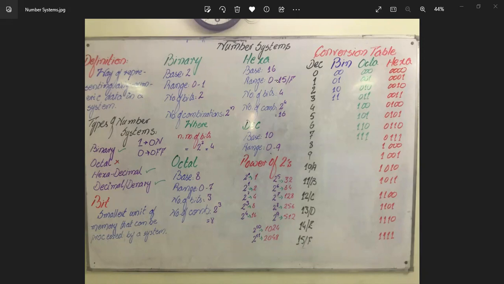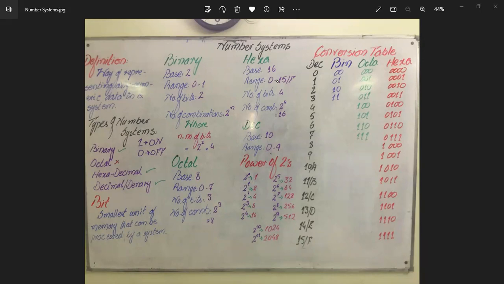Now coming towards the binary. The binary base is 2, the range is from 0 till 1. That means neither a number less than 0 nor a number greater than 1 can come in this range. The minimum number of bits binary may work on is 2. It may work on more than 2 bits, but the minimum is 2.